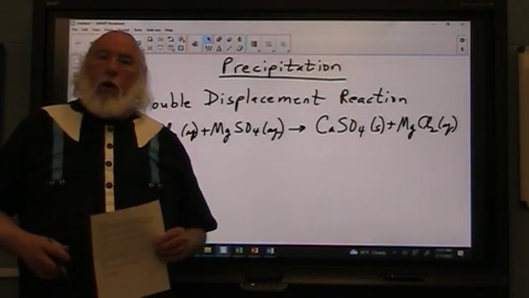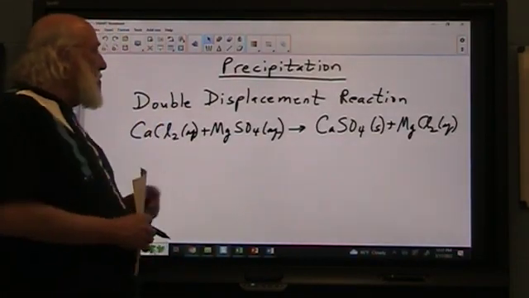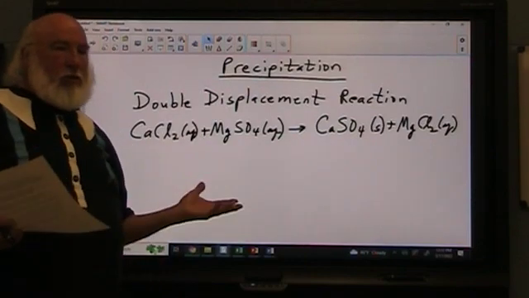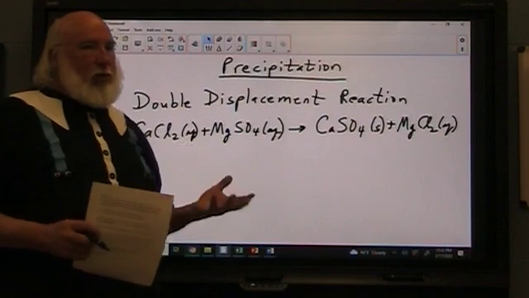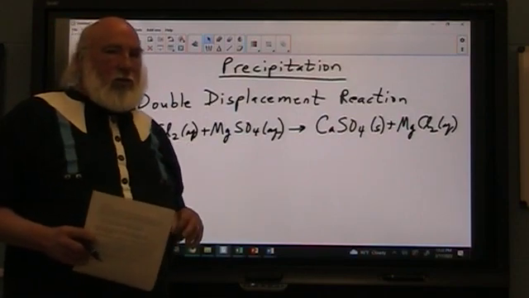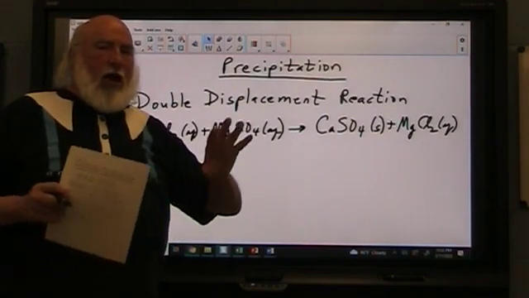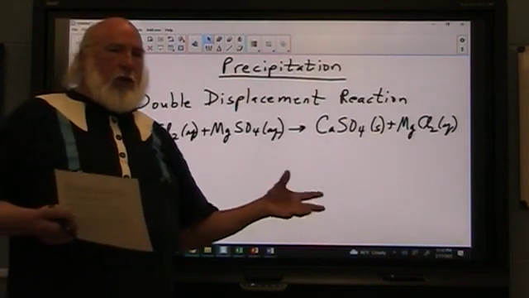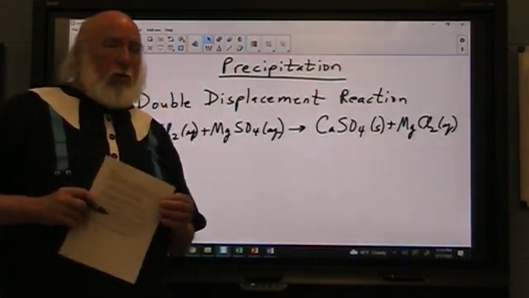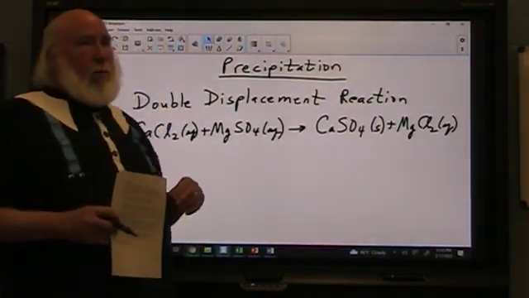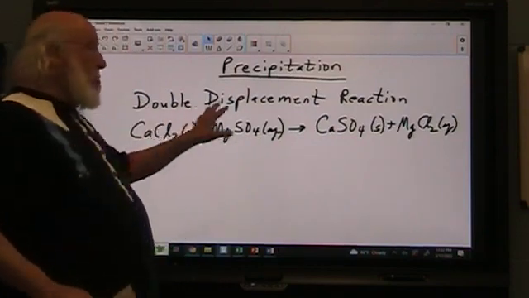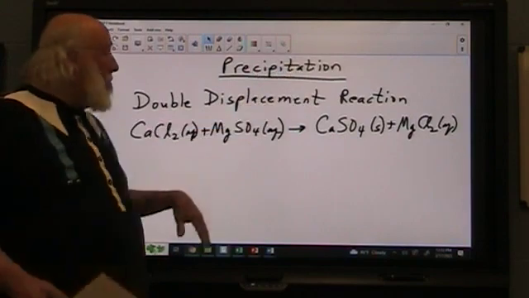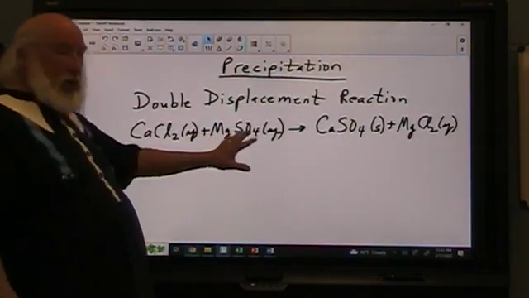Okay, next up is precipitation. Now, the word precipitation, of course, brings to mind rain or snow or whatever. In chemistry, precipitation refers more to the solid aspect rather than the liquid aspect of a result of a chemical reaction. Whenever you add two substances together, particularly in a double displacement reaction, is a very good example of this. This is one such example.